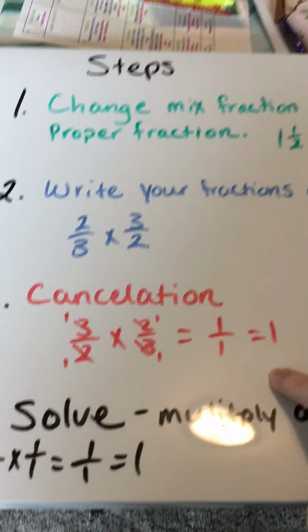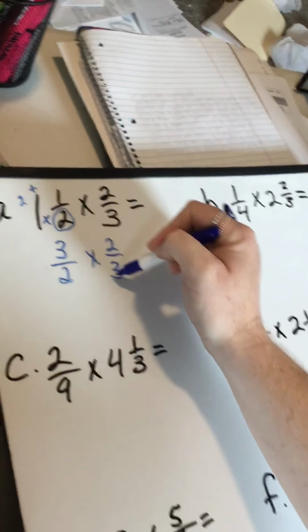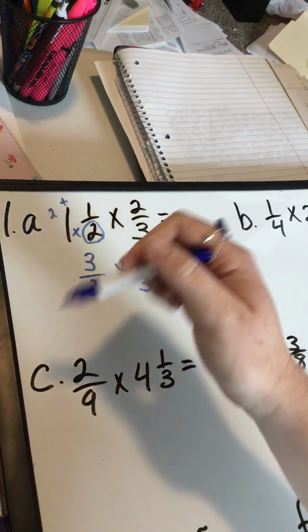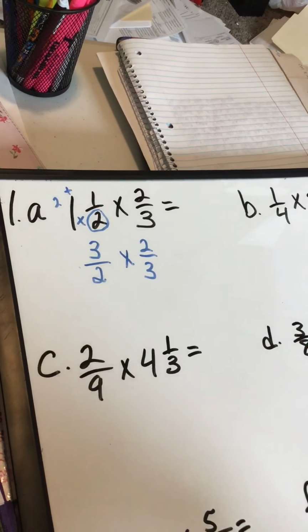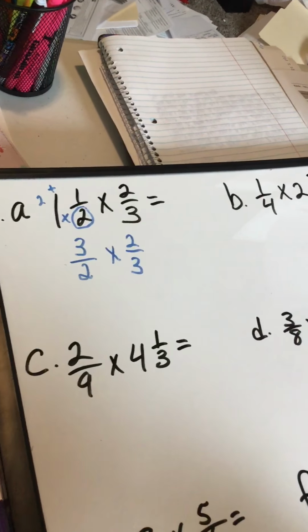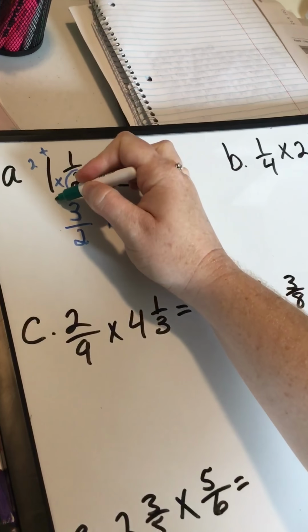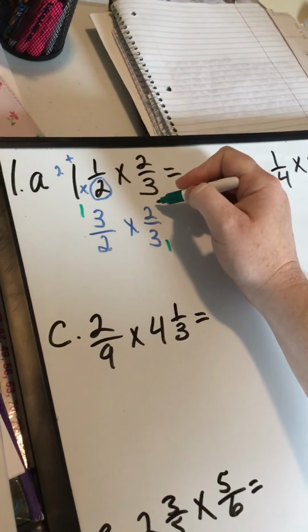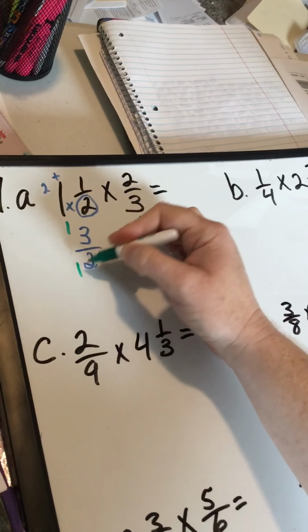Our next step is cancellation. Okay, so we can cancel our 3's. 3's can become, let me use a different marker, our 3's can become a 1. We can also cancel our 2's. They're going to become a 1.